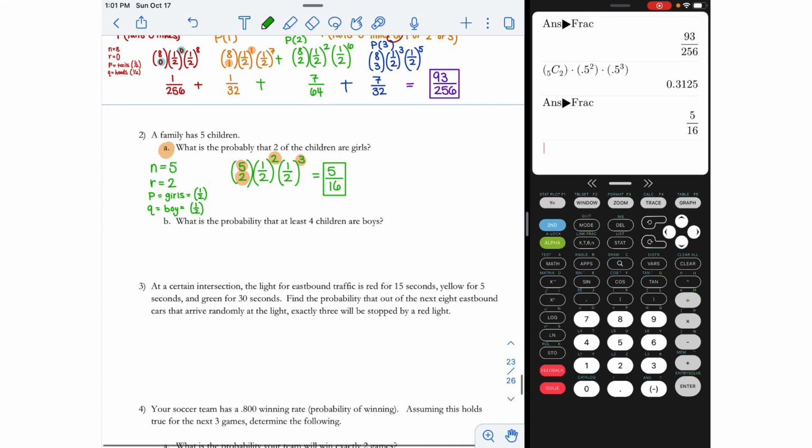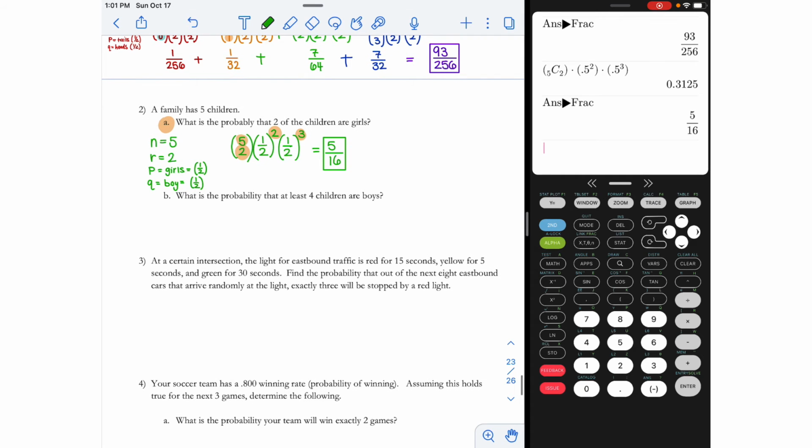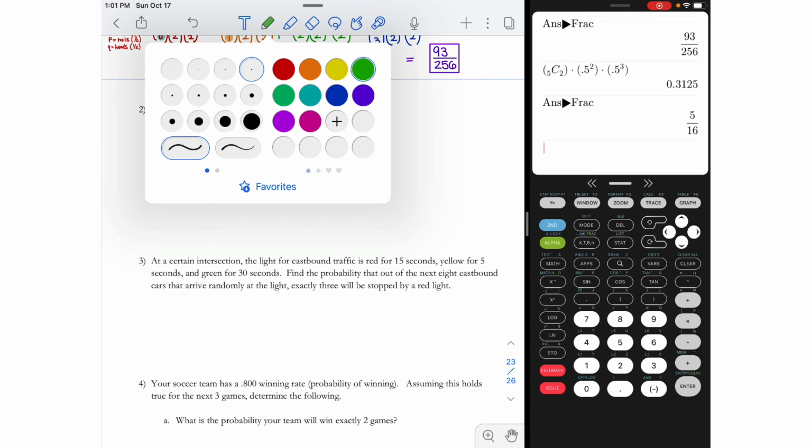We're going to skip to number 3, because number 3 isn't going to have a 50-50 chance of something happening. So it says, at a certain intersection, the light for eastbound traffic is red for 15 seconds, yellow is for 5, and green is for 30. Find the probability that out of the next 8 eastbound cars that arrive randomly at the light, exactly 3 will be stopped by a red light.